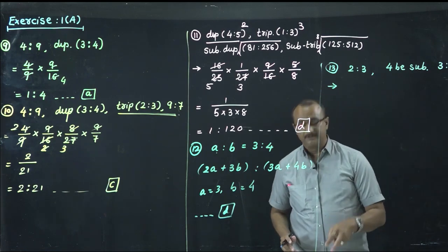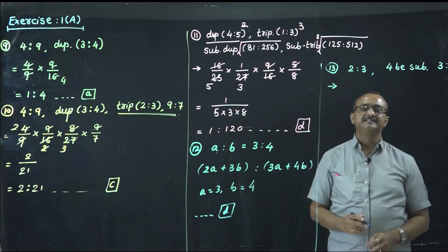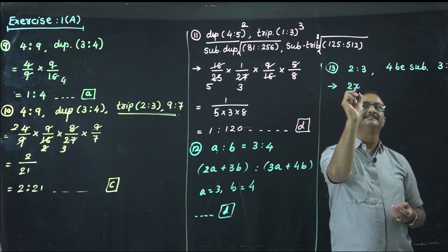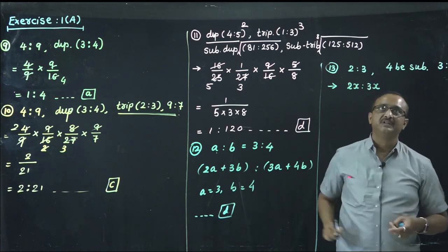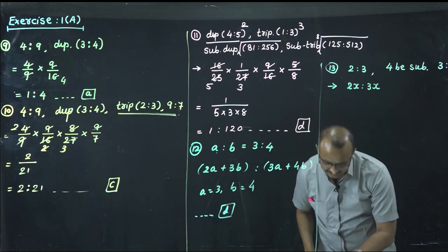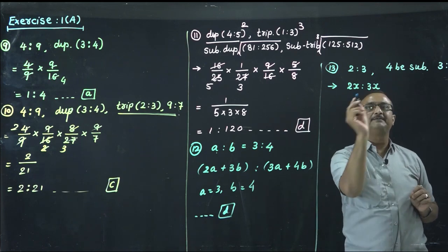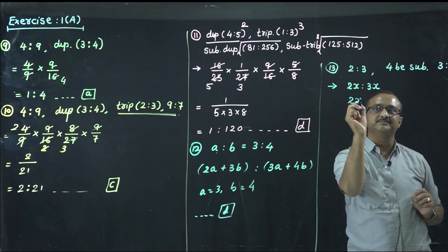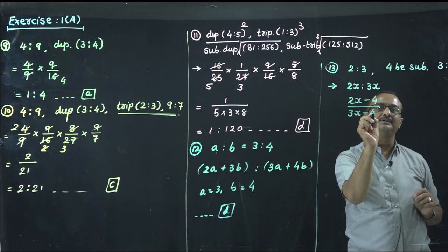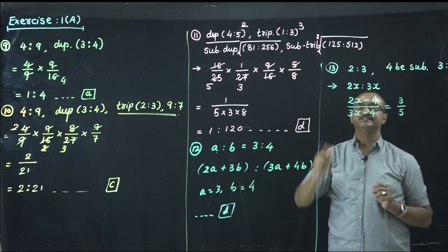Again question number 13. Two numbers are in the ratio 2:3. Let us assume that the number is x. So we can write 2x is to 3x. If 4 be subtracted from each, they are in the ratio 3:5. Means we have to subtract 4 from both, like 2x minus 4 divided by 3x minus 4, and the numbers are in the ratio 3:5.